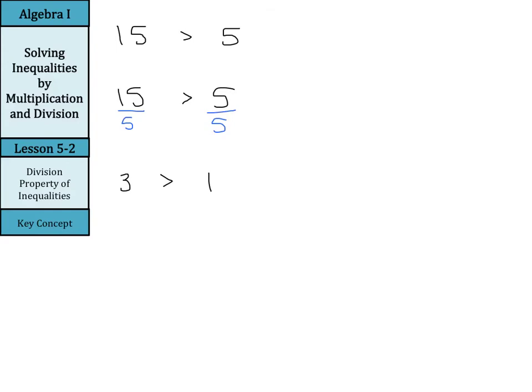But what if we take those same numbers, 15 is greater than 5, and instead of dividing it by a positive number, we divide it by a negative 5. Well, our result, 15 divided by negative 5 is negative 3. 5 divided by negative 5 is negative 1. And negative 3 is less than negative 1. Again, notice how our sign is reversed.